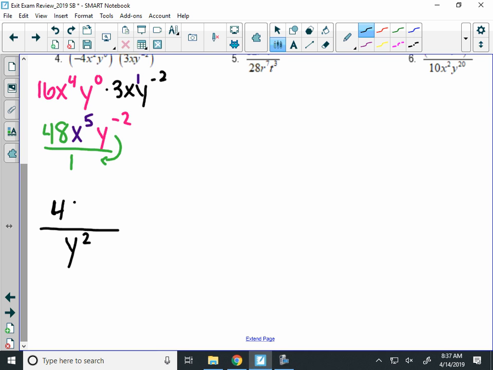And everything else has a positive exponent already. The 48 has a positive exponent of 1. The x is a positive exponent. So we keep them in the numerator, and this is our most simplified answer.